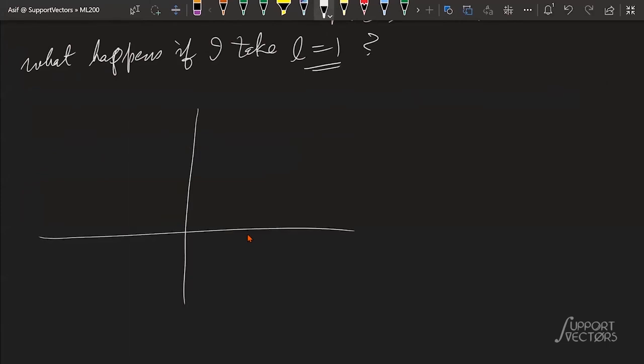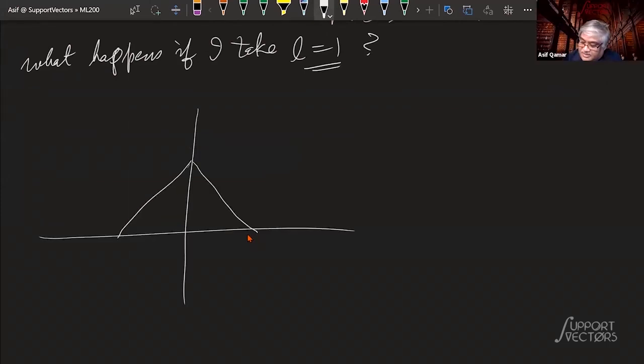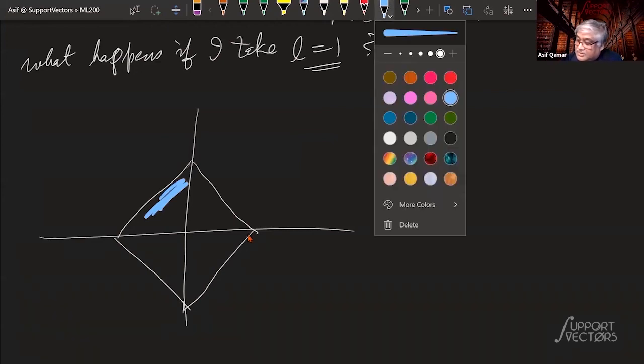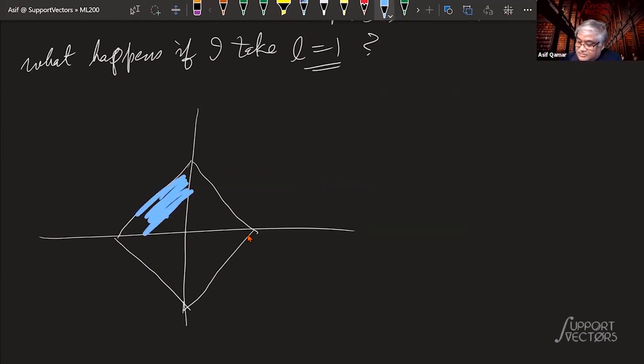It becomes a diamond. Yes, it becomes a diamond. So let me go back and color this diamond in big bold strokes. Okay, I think I'll have to write it.